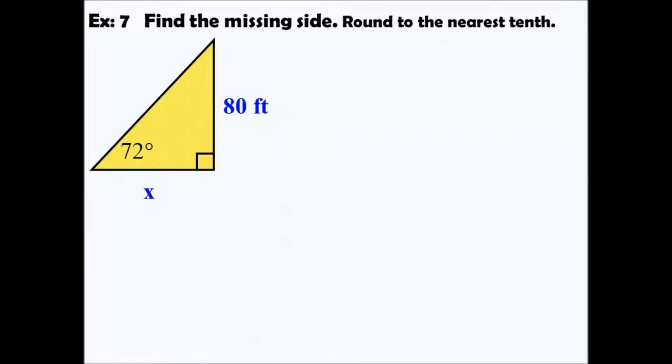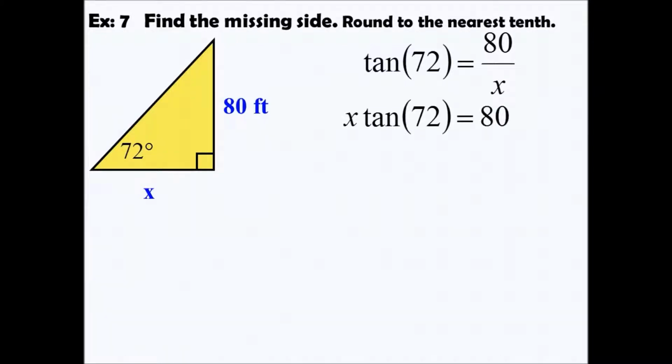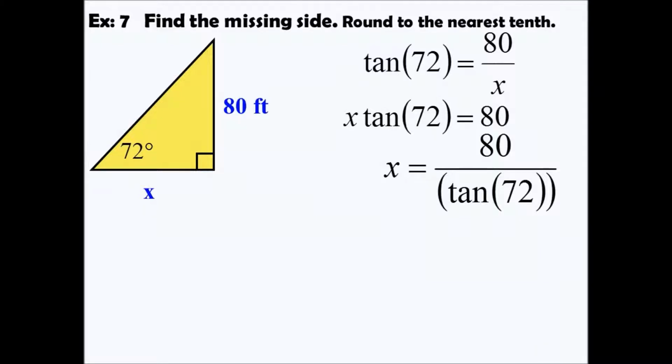The trig function which combines an opposite side with the adjacent side of an angle is tangent. Therefore, the tangent of 72 degrees is equal to 80 divided by x. The rest becomes algebra. We're going to multiply both sides by x, so we're left with x times tangent of 72 equals 80. Next, we have to divide both sides by tangent of 72 degrees. So x is equal to 80 divided by tangent of 72.